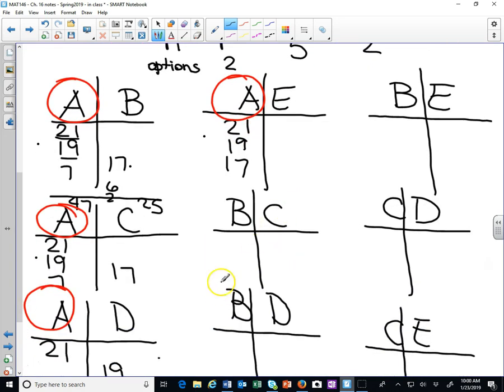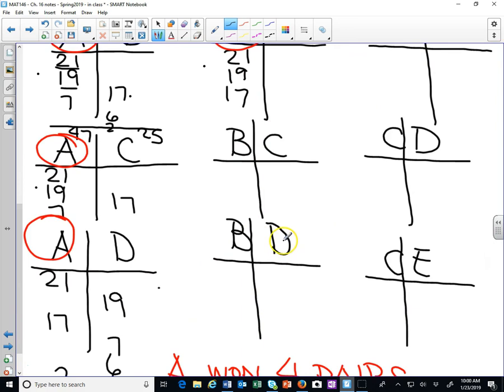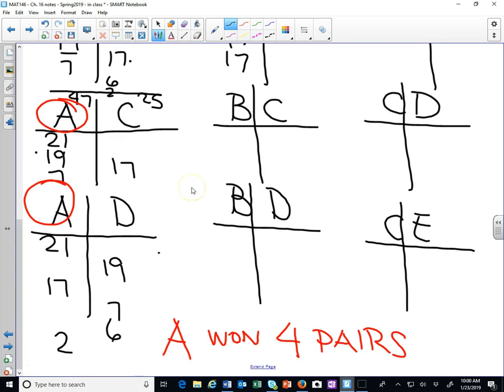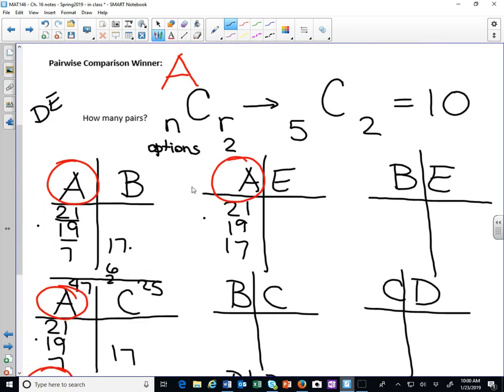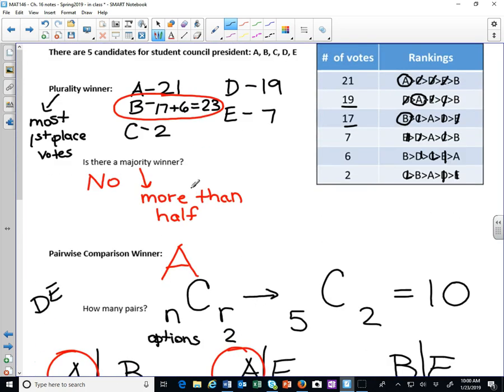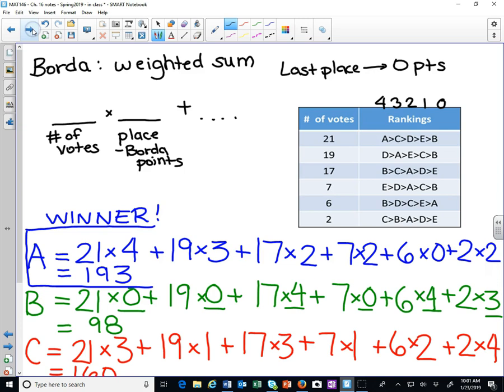Now you could go on and finish the rest of these, comparing the other ones, and kind of just see that that is the case, that A would still win, but I didn't want to because, you know, I was doing it in class and I figured by that point everybody had had enough of it. But you can do that just to kind of see that it would be the case.